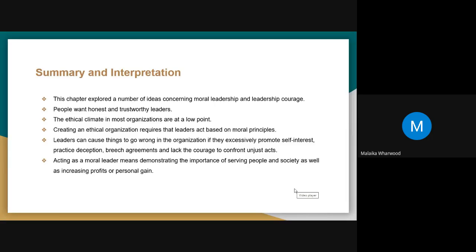And lastly, acting as a moral leader means demonstrating the importance of serving people and society, as well as increasing profits or personal gain. So being a leader is not just about being in this organization and I'm here just to make money. That's not the mindset. That is not what leadership is about. Yes, there is some aspect of it there, but to be a moral leader, we have to practice and demonstrate the importance of serving others, working with others, and the people in our community.